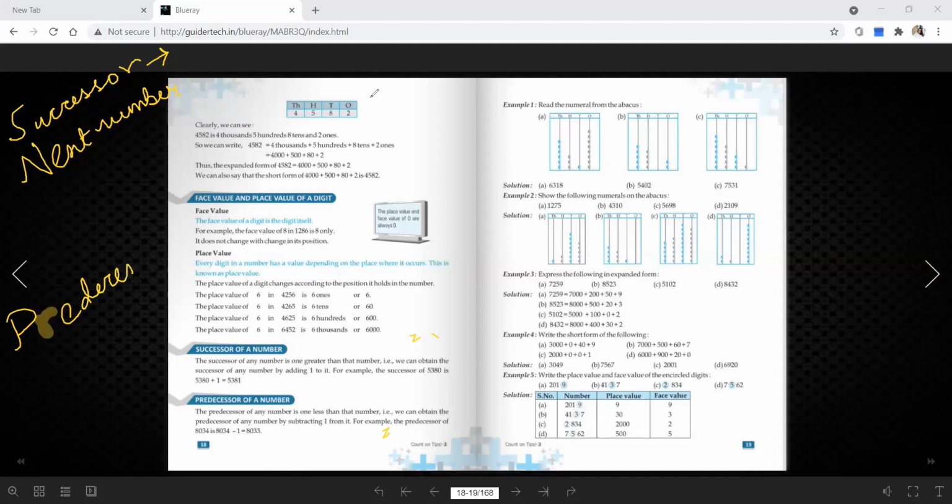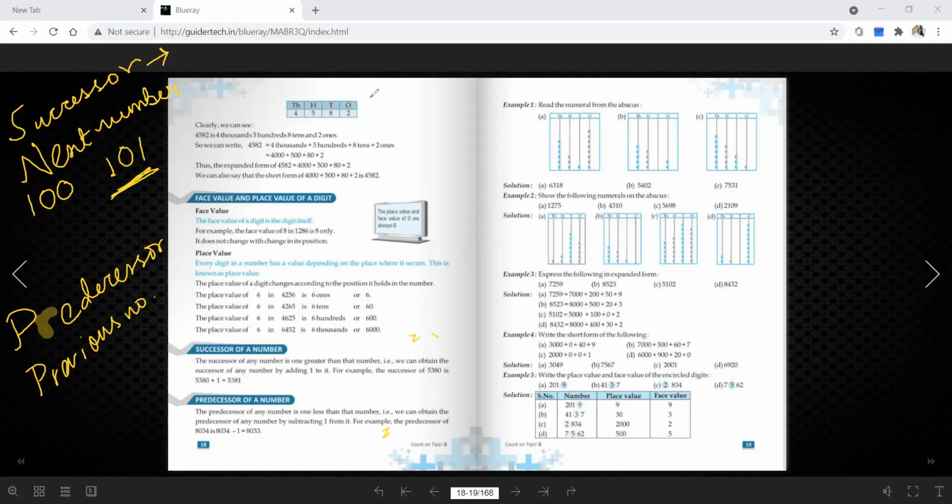And predecessor means what? Predecessor means previous number. Okay. That means, suppose I told you to take out the successor of 100. After 100, what comes? 101. So 101 will be the answer.